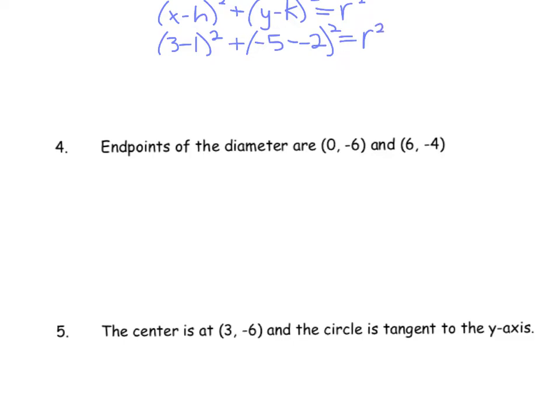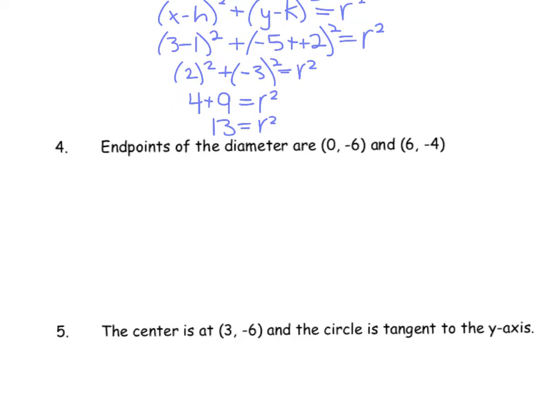So over here I get 2 squared, plus over here I'm going to get negative 3 squared because I would end up adding the 2, and that equals r squared. So 4 plus negative 3 squared is 9 is equal to r squared. I get 13 equal to r squared. Now that is not the equation of a circle, okay? That is just what r squared is.